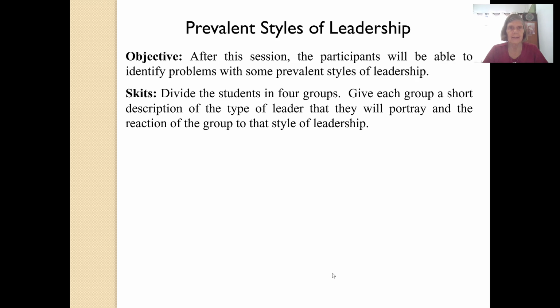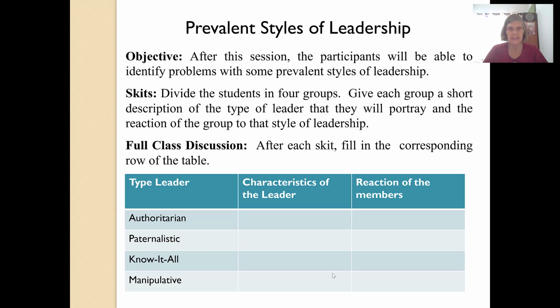For my experience, I would have them do skits, dividing them into 4 groups, and giving each group a short description of the type of leader that they will portray, and the reaction of the group to that style of leadership. For the reflection, I would guide the students in a full group discussion. After each skit, they could discuss the characteristics of the leader and the reactions of the members, and we would fill in that row of the table.